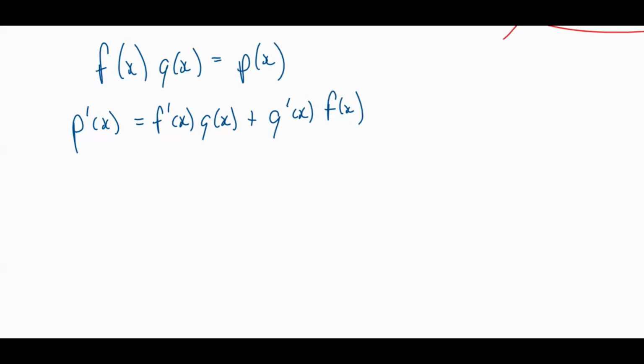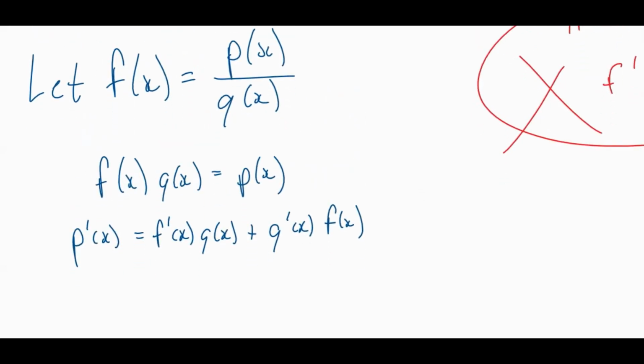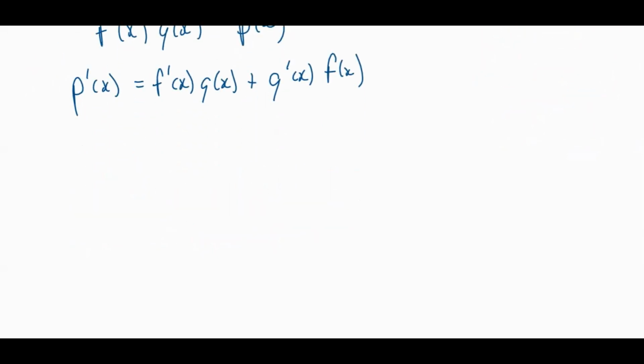So what we actually started out here wanting to know was what's the derivative of f, because that was the thing that was a quotient. So all we have to do is take this thing and isolate f prime, replace a couple of things to put it in a form that we can use.